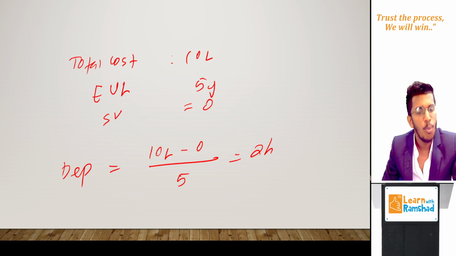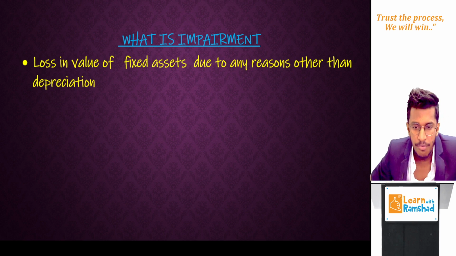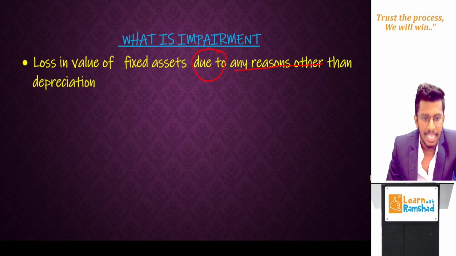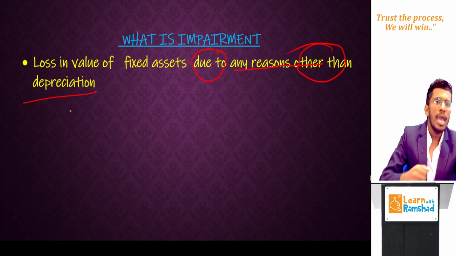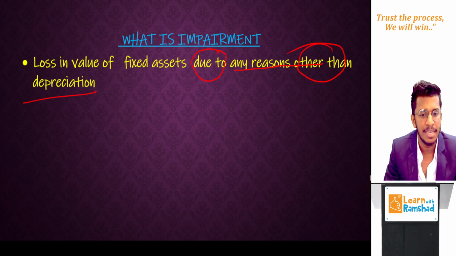But remember, what is impairment? Then I'll say, it's a loss in value of a fixed asset due to any reasons other than depreciation. We have many other reasons for value reduction of a fixed asset.